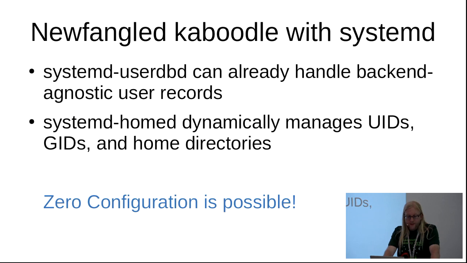As I said, UserDBD can already handle this sort of backend-agnostic user record things. It's basically zero configuration from there, because any Debian system using systemd already has everything in place to consume user records from systemd UserDBD, which, as it stands, simply does nothing. But once we start plugging things into it, then it starts appearing and working in the system.